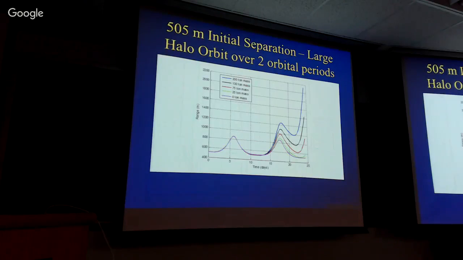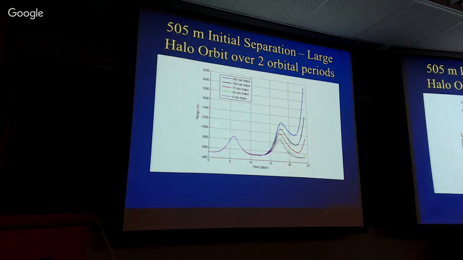And looking at two orbital periods, again, if you remember from before, for the 500-meter initial separation, it was very stable over just one orbital period. But as you go for another period, so you're going for nearly a month mission duration, during the second period, the spacecraft starts to drift away from the asteroid.